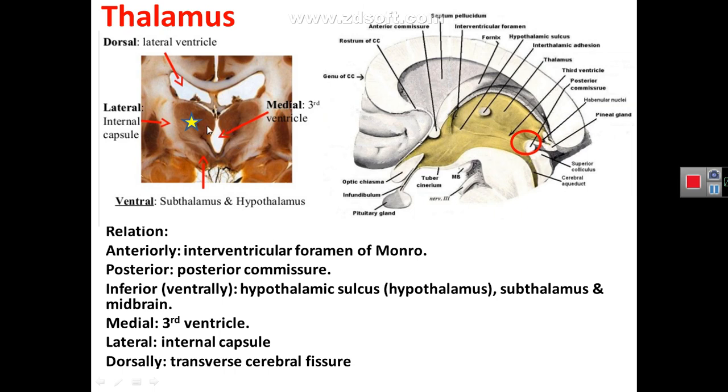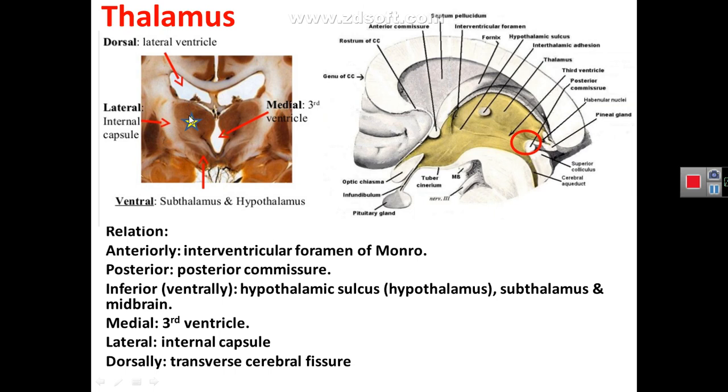Medially, the right and left thalami are related to the cavity of the third ventricle, as shown in this figure. While laterally, the right and left thalami are bounded by the internal capsule, and I think from the presentation of the medullary centers, you know the internal capsule is the projection fibers of the medullary centers. Above, it forms the corona radiata, which is in continuity with the cortex of the cerebrum.